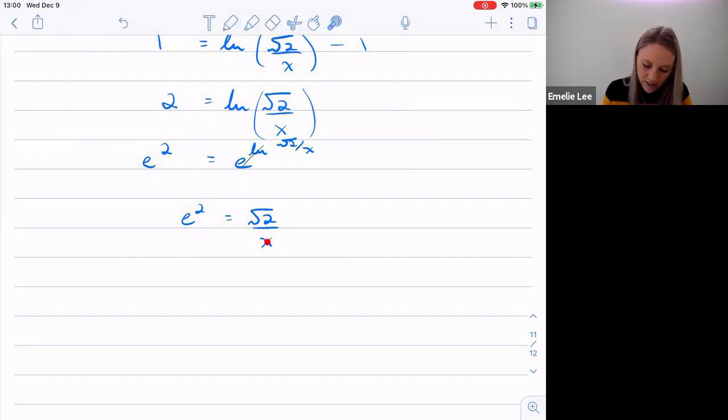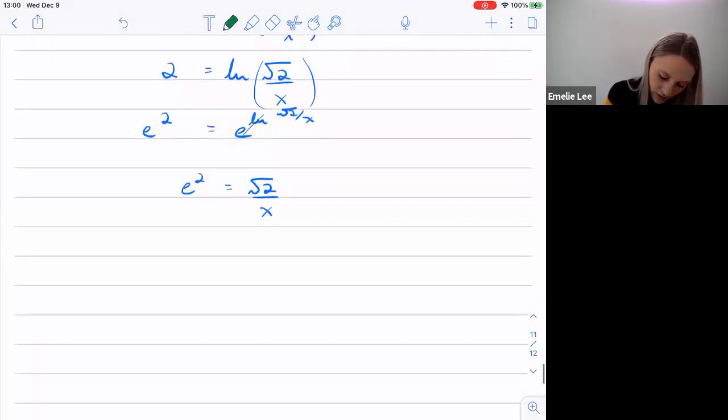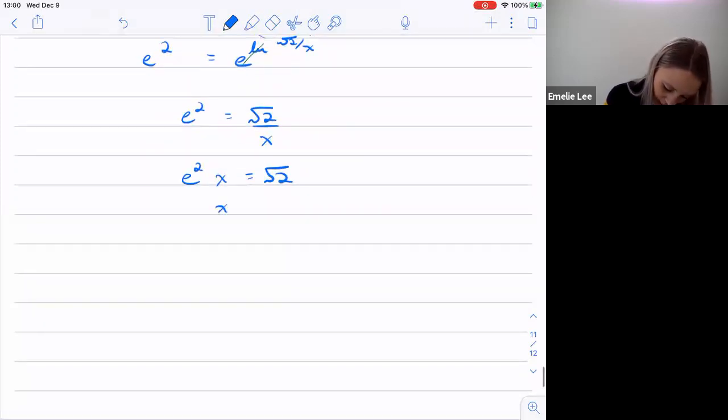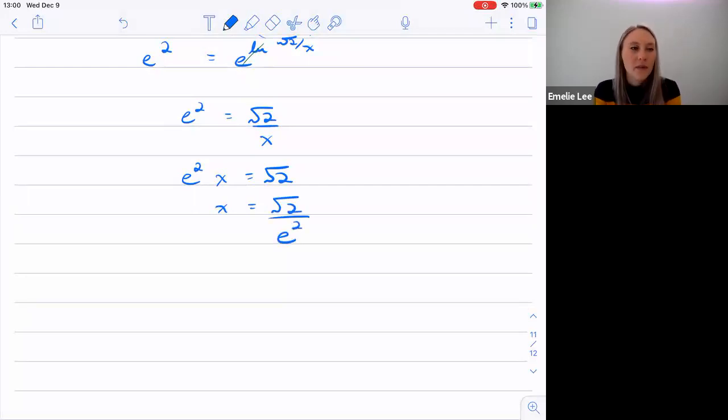Now to solve for x, I'm going to multiply x over here and divide each of the two over here. But I'll do it in 2 steps. You can do it in 1 if you want, but e to the power of 2x is root 2. So x is root 2 over e to the power of 2. Ta-da! And that's it.